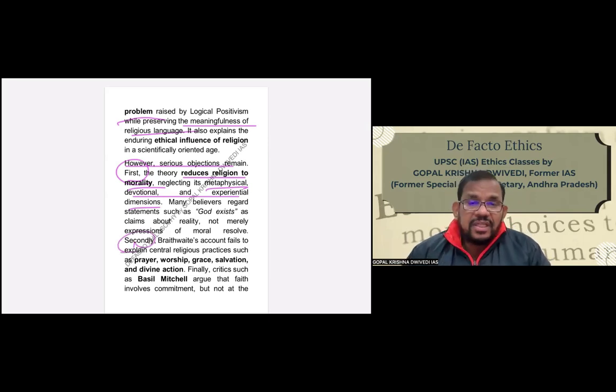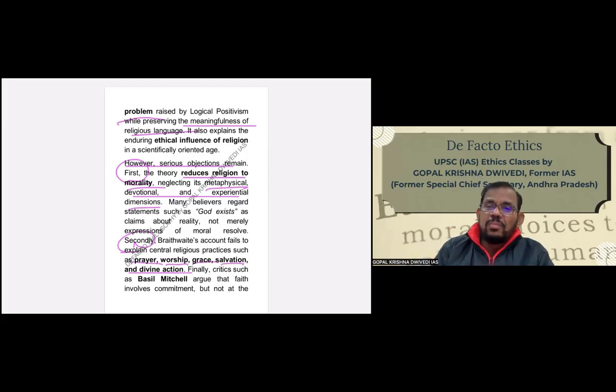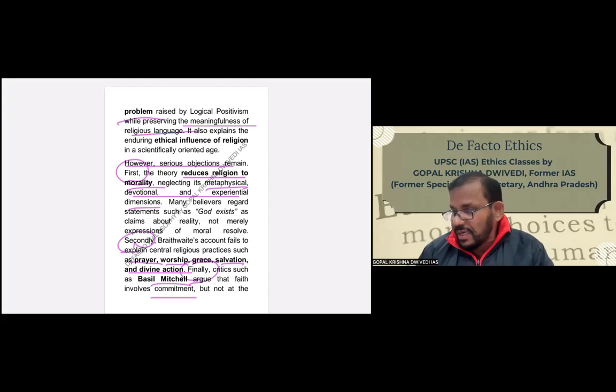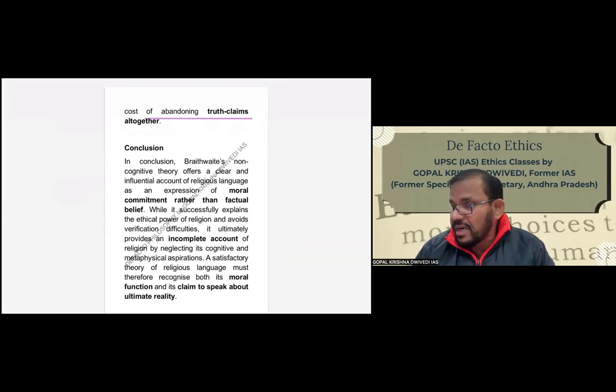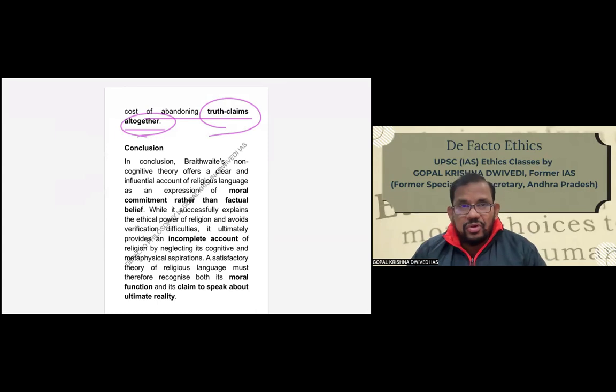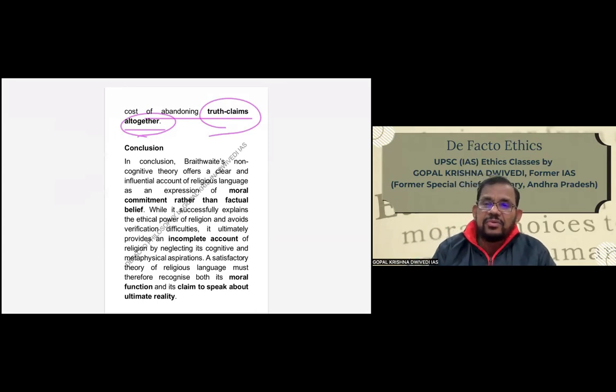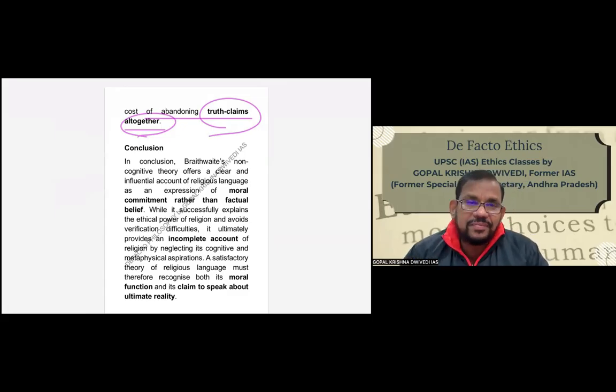Secondly, Braithwaite's account fails to explain central religious practices such as prayer, worship, grace, salvation, and divine action. Because once you make it only ethical or moral, you cannot cover all these. Finally, Basil Mitchell argues that faith involves commitment, but not at the cost of abandoning truth claims altogether. Braithwaite's theory abandons truth claims altogether because it does not discuss reality. It only discusses the moral utility of religious language.